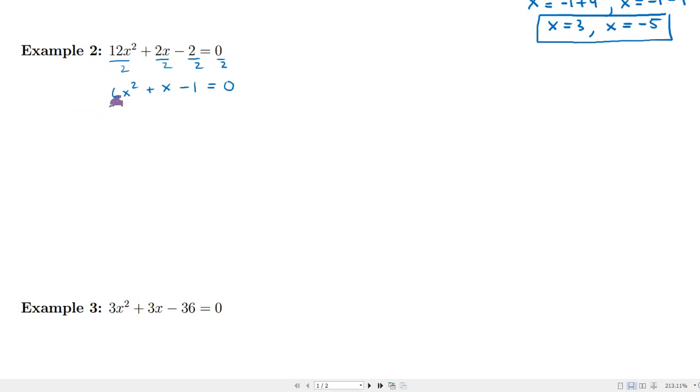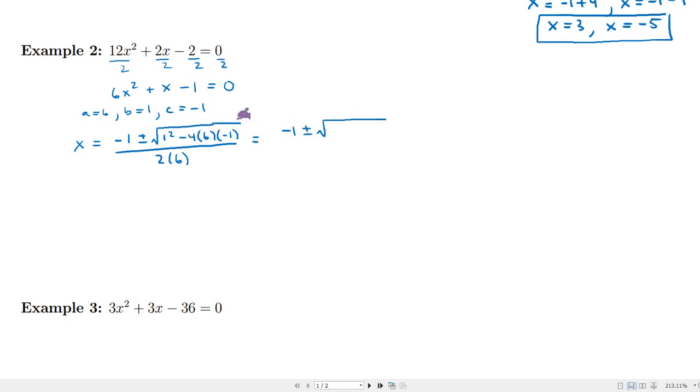So now we have our a is 6, our b is 1, and our c is negative 1. Taking this and plugging into the quadratic formula, we have negative b plus or minus the square root of b squared minus 4ac, all over 2a. And let's simplify. So this is negative 1 plus or minus the square root of 1 minus, and that's a double minus, so this will be plus 24. And that's good because in the end we'll get 25, which is a perfect square, divided by 12.